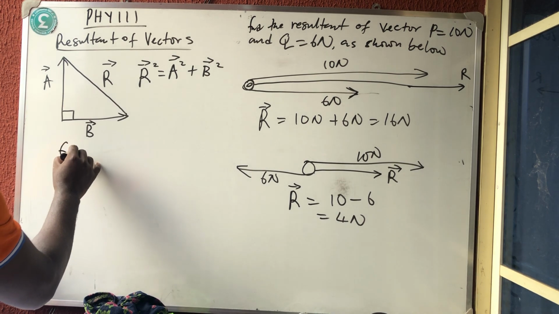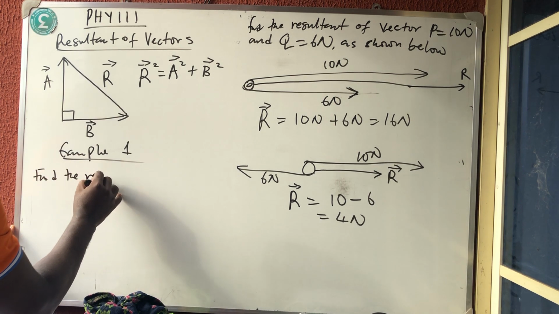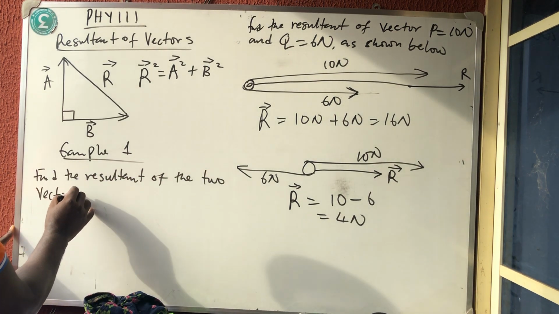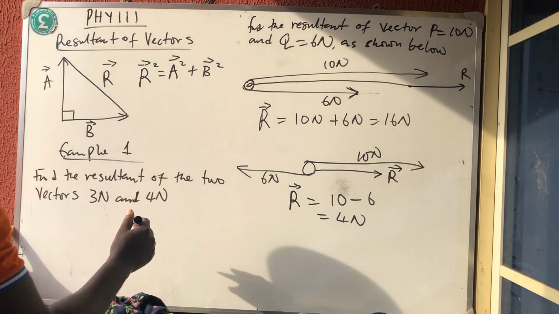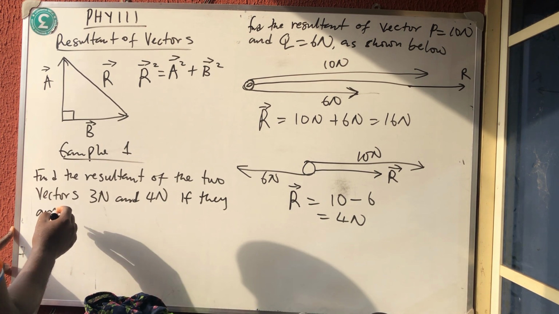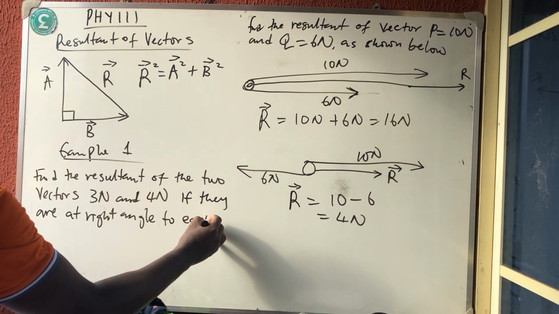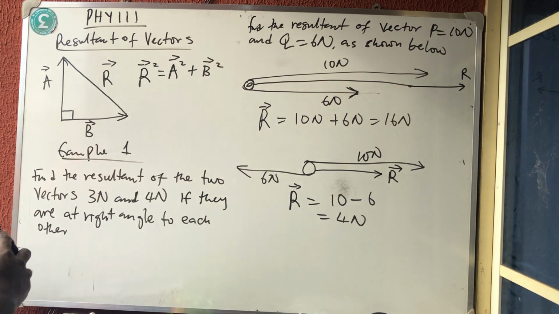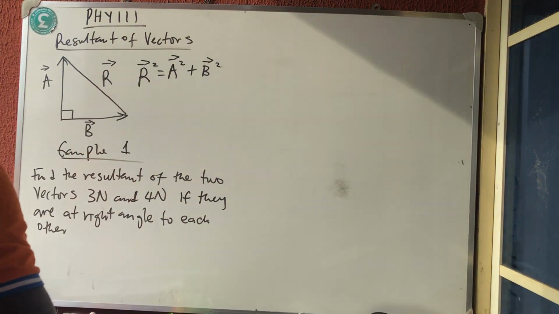So let me give an example. Example 1: find the resultant of the two vectors, 3 Newton and 4 Newton, if they are at right angle to each other. Look at that. As simple as that. How do you do that? Let me show you.